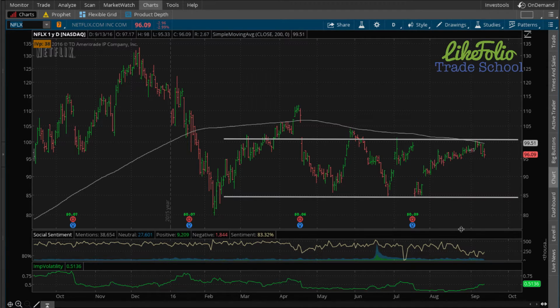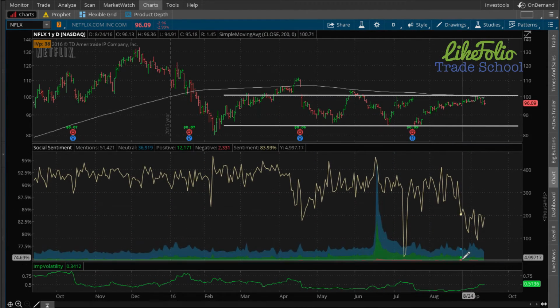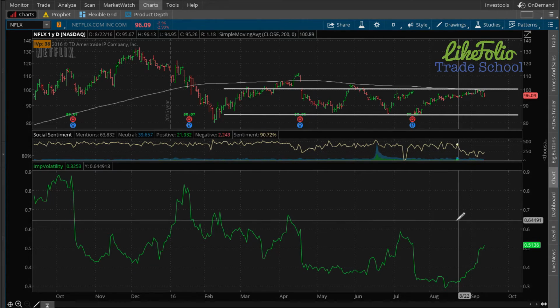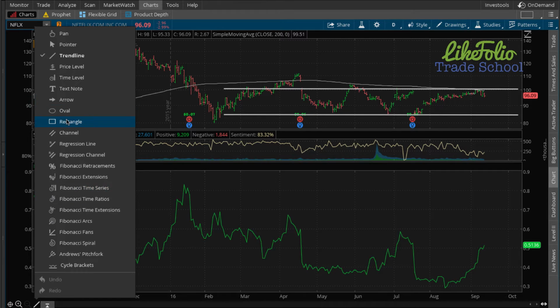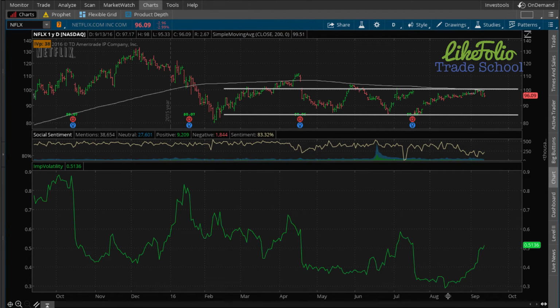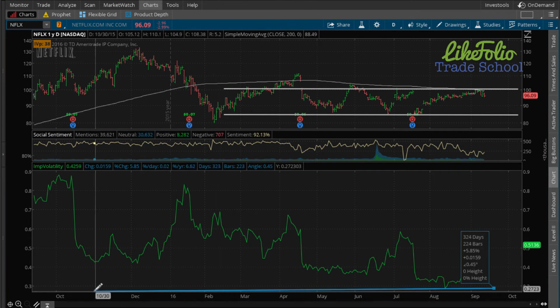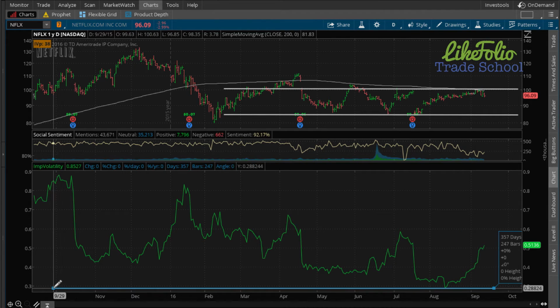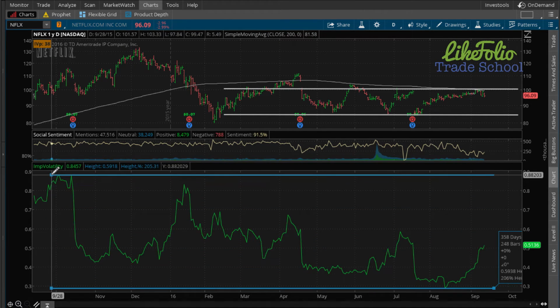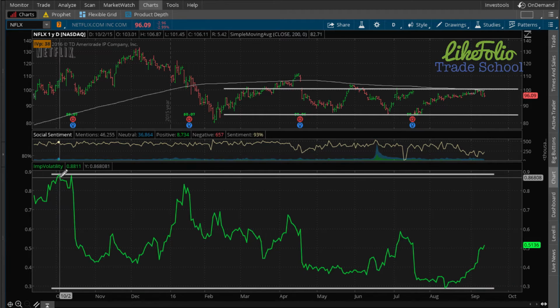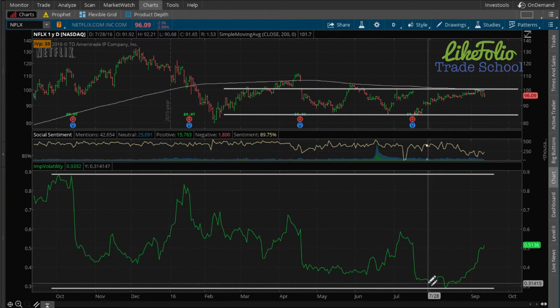So let's talk implied volatility. Let me make that area a little bigger here first. So here we have implied volatility. As you can see in Netflix's case, we have ranged. Let me pull out my channel tool here. I'm just going to mark the bottom end of the 52-week range right there. And then the top end of the 52-week range was all the way back here. So here's our top. This was the highest the implied volatility reached in the 52-week period. And then here's the lowest that it reached in the 52-week period.